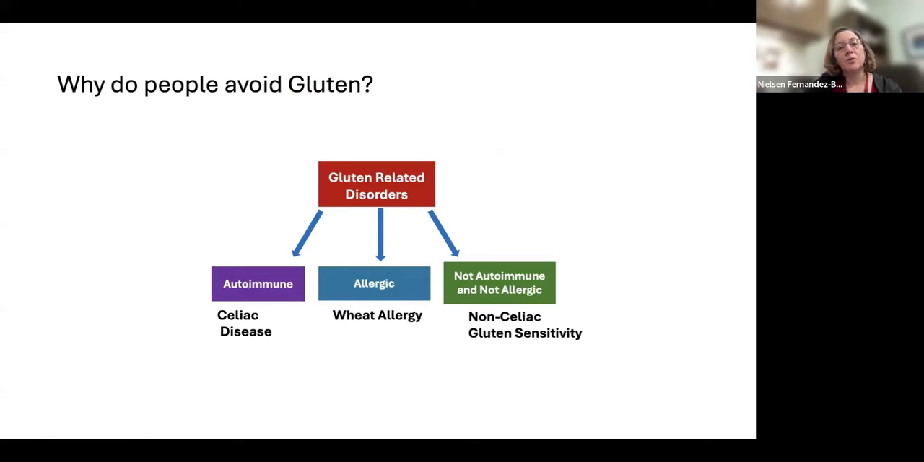So why do people avoid gluten? When we talk about gluten-related disorder, there are three broad categories that we consider. Autoimmune, which is celiac disease, allergic or wheat allergy, and then there's not autoimmune and not allergic, which is non-celiac gluten sensitivity, which is very poorly understood. Today, our focus is going to be celiac disease.